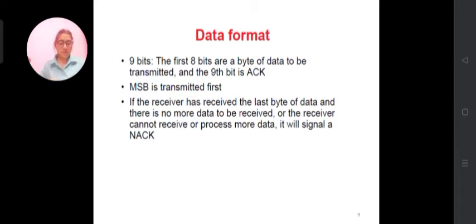After all the data frames have been sent, the master can send a stop condition to the slave to halt the transmission. The stop condition is a voltage transition from low to high on the SDA line after a low to high transition on the SCL line, with the SCL line remaining high. If the receiver has received the last byte of data and there is no more data to be received, or the receiver cannot receive or process more data, it will signal a not acknowledgement.